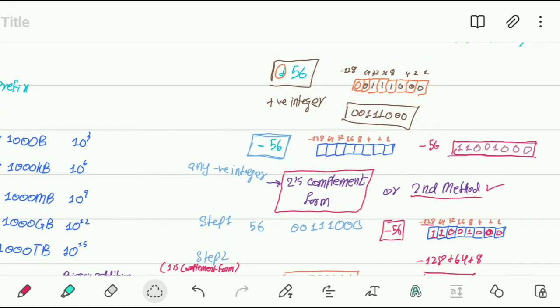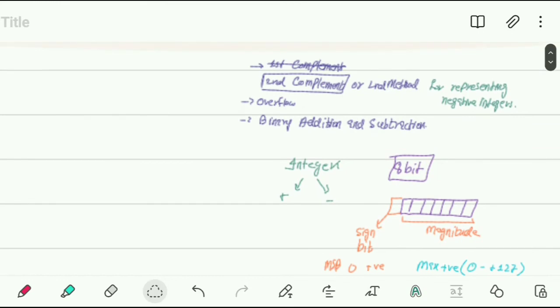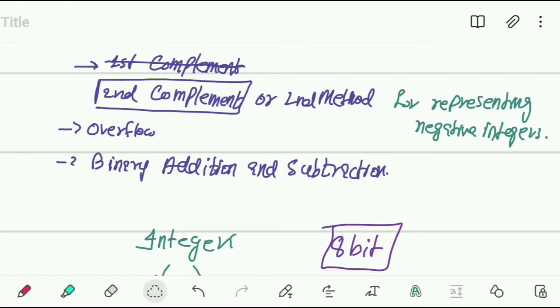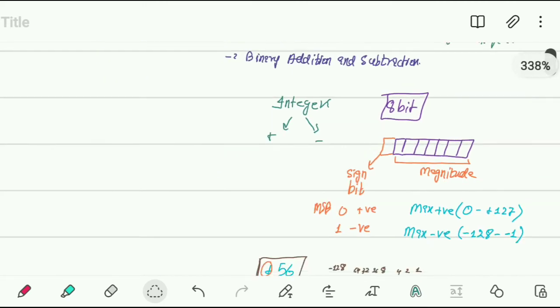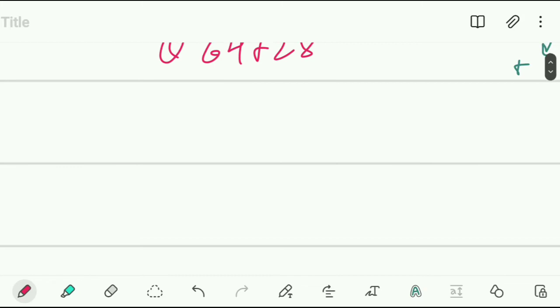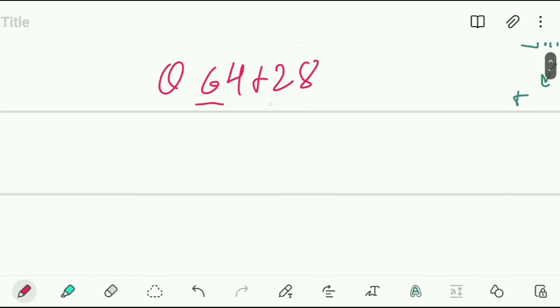So there you go, we have understood what is second complement form or second method. What is overflow? Okay, let's start with binary addition and subtraction. You may be given a question, let's say 64 plus 28. So this is binary addition. What would be the binary representation of 64 and of 28? You can do this separately, or you can just directly do the addition yourself.